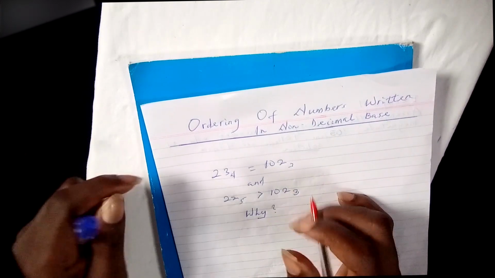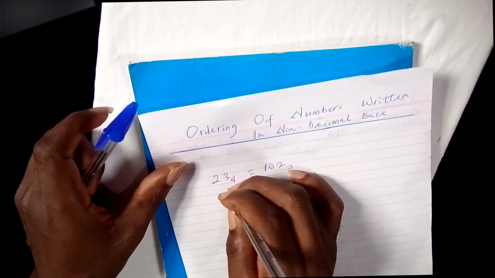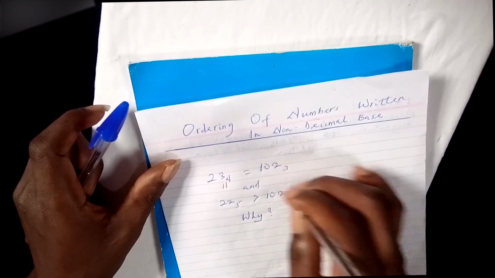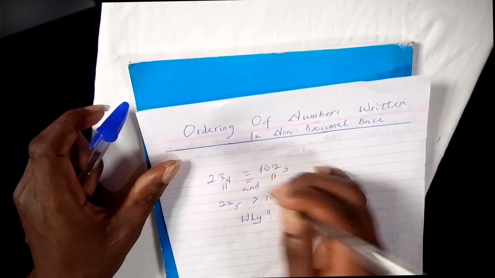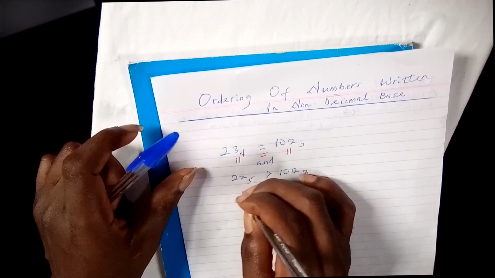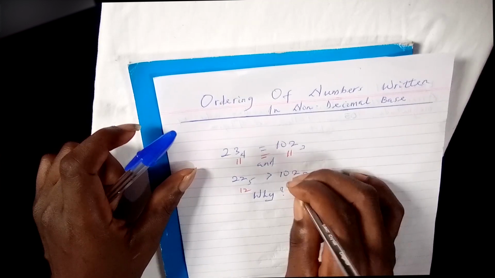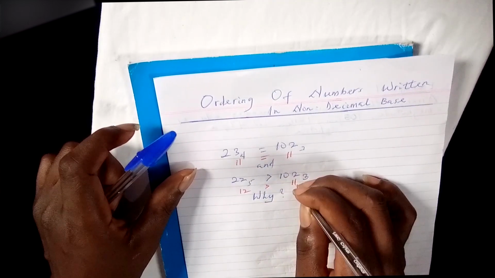The reason is simple, because 23 base 4 is simply 11, and 102 base 3 is also 11. Therefore, 11 is equal to 11. 22 base 5 is 12, and 102 base 3 is 11. Therefore, 12 is greater than 11.